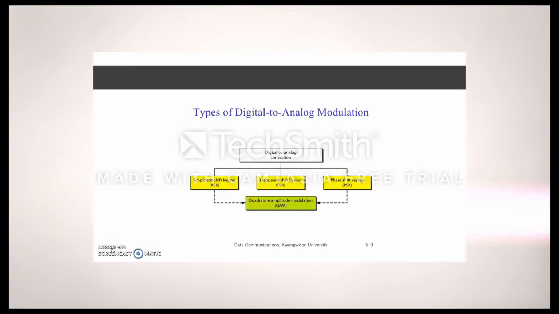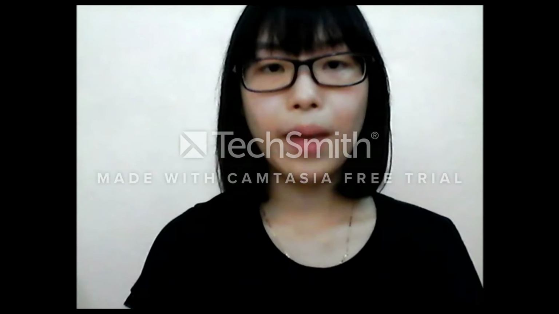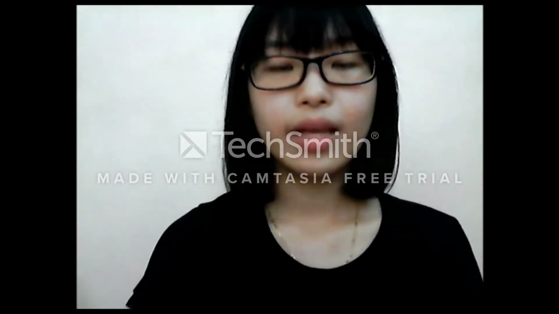So we will be explaining the types of digital-to-analog modulation, which consist of ASK, FSK, PSK, and finally QAM. Let's get started. I'm going to talk about amplitude shift keying.